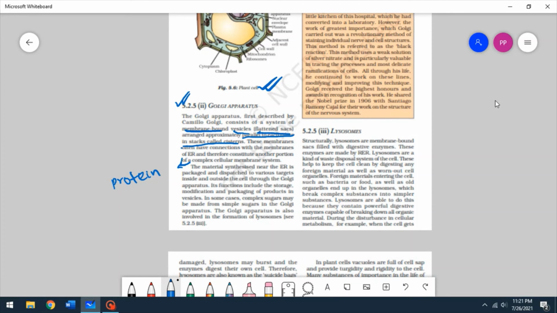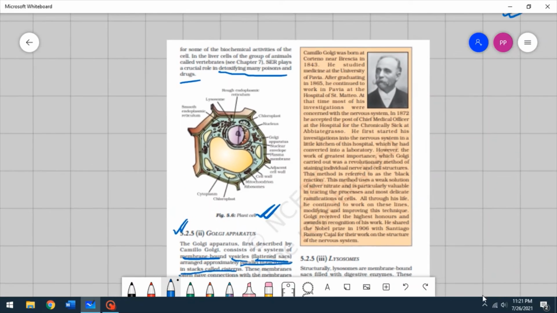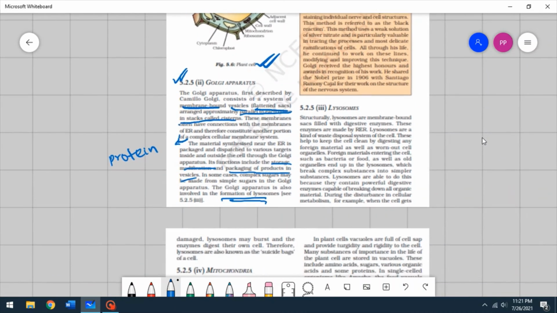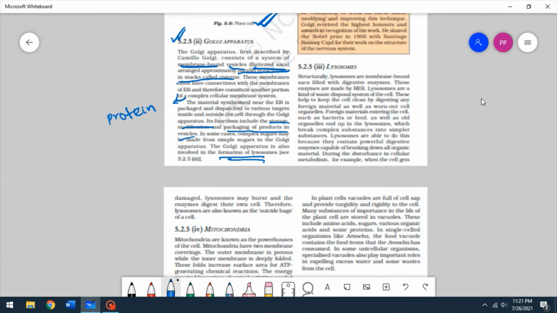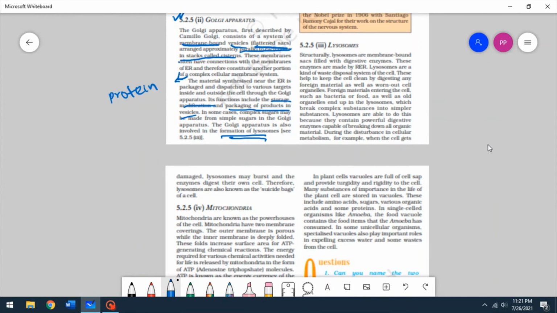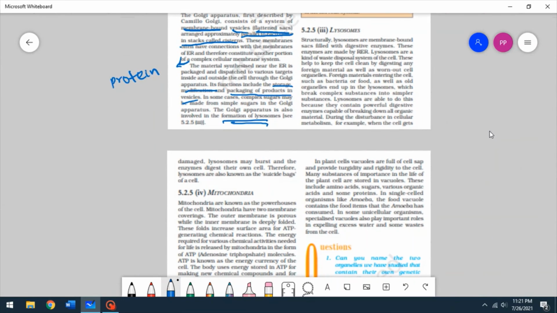Its function includes the storage, modification, and packaging of products in vesicles. In some cases, complex sugars may be made from simple sugars in the Golgi apparatus. It's also involved in the formation of lysosomes. The formation of lysosomes is one of the more important, not most important, but more important functions of the Golgi apparatus. And lysosomes are membrane-bound sacs filled with digestive enzymes.